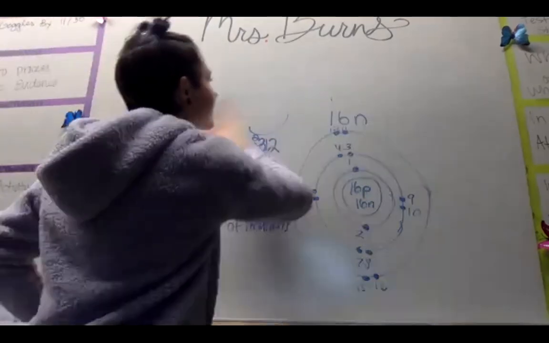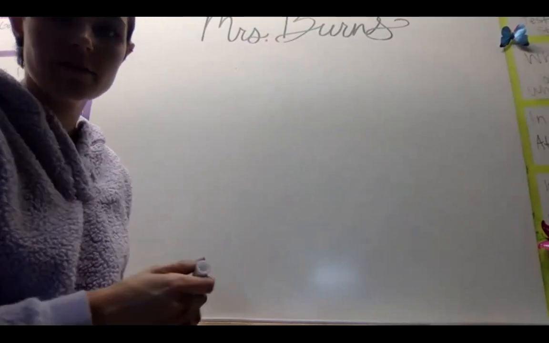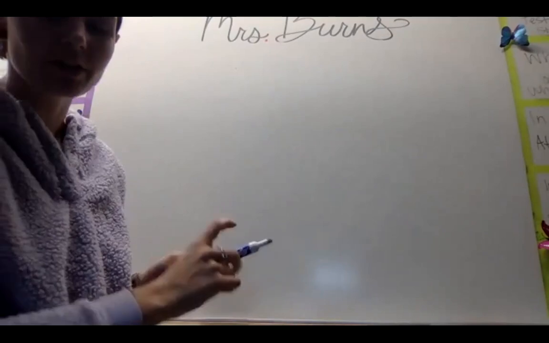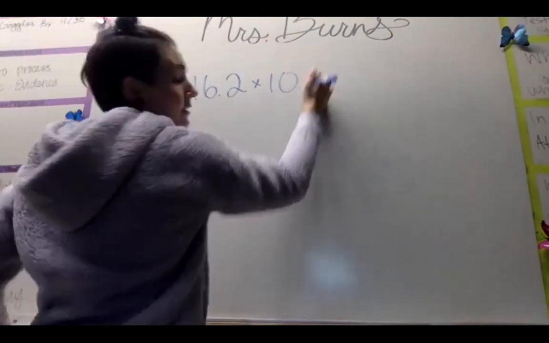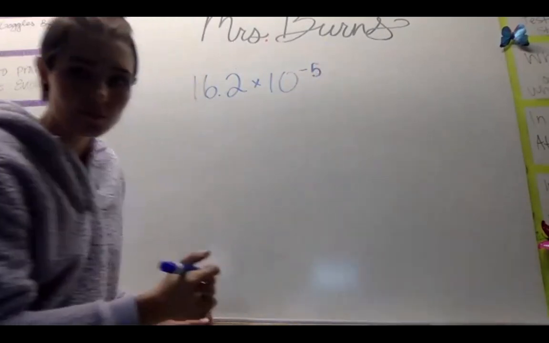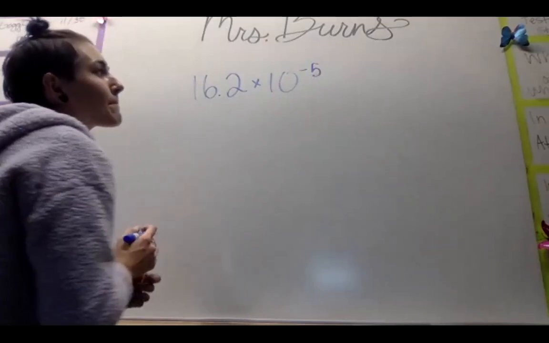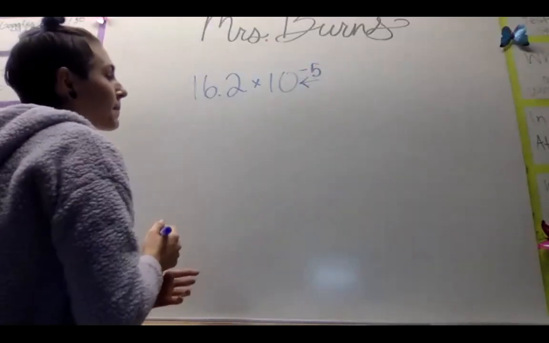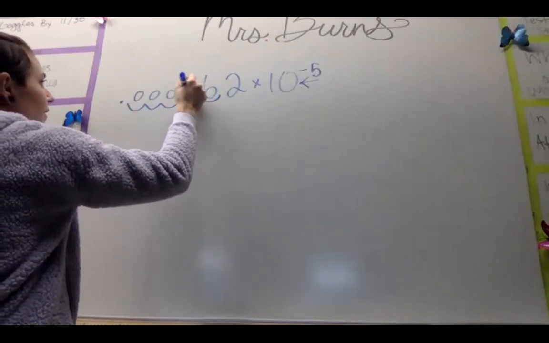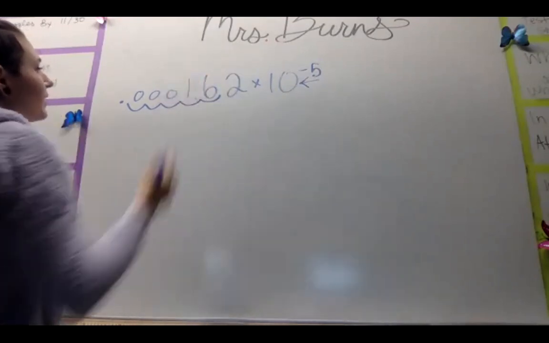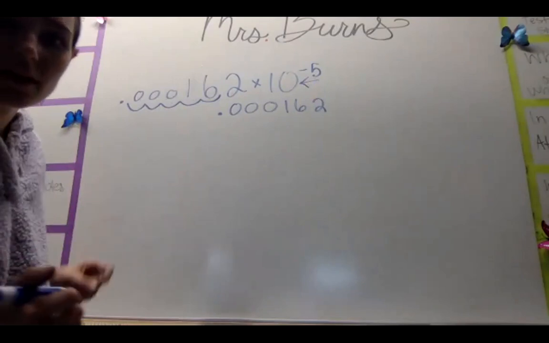Okay, let's get into the next one here. So let's expand these following examples of scientific notation. So the first one is 16.2 times 10 to the negative 5. Okay, so this is negative. Which direction am I going to move my decimal? To the left. And how many times am I moving it? 5 times. We go 1, 2, 3, 4, 5. Oh, actually, that was too many zeros. I got too excited. So this is my expanded number here, 0.000162. So that's the first one.